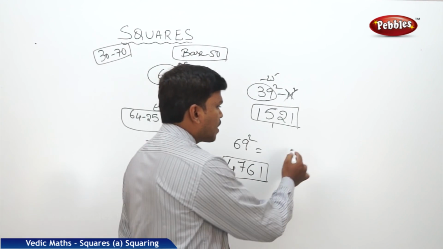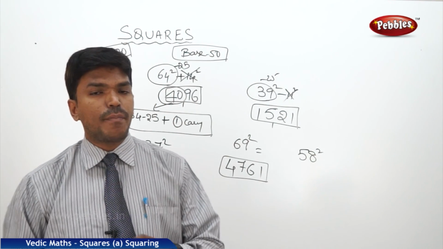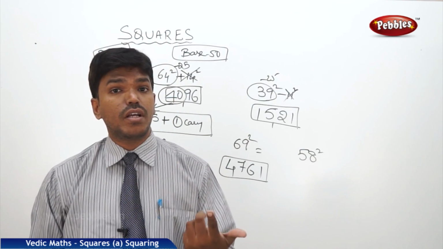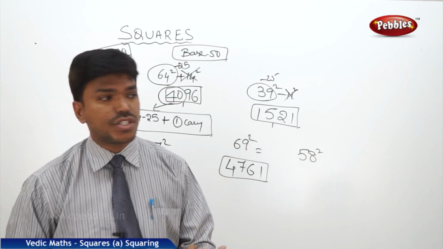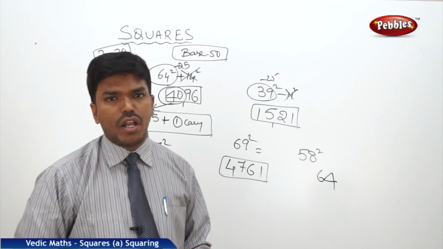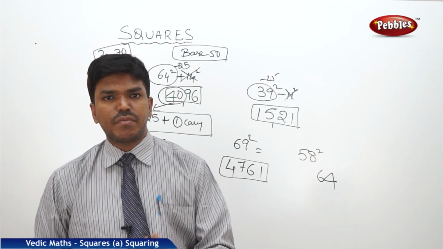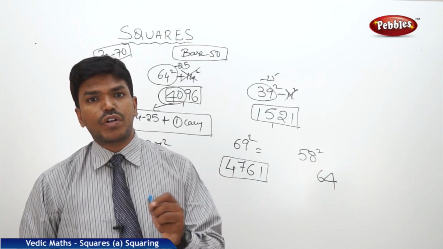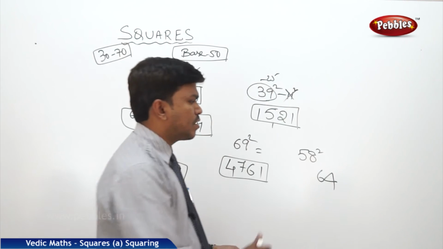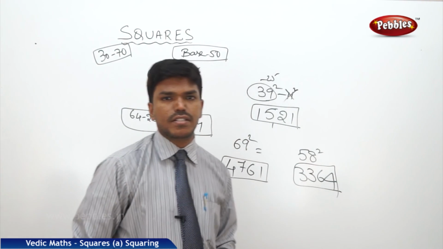Suppose you need to find out the square of 58. I want to find out the square of 58. Now if you compare with the base 50, is it more or less? It is more. How much more? 8. What is 8 square? 64. So this time no carrying, simply drop 64. Now to get the left side part, what we need to do? Subtract 25 from 58. If you subtract 25 from 58, what is the answer? 33. So what is the answer? 3364. Directly you can put like this.